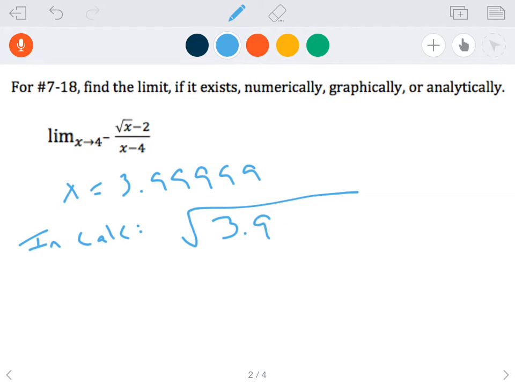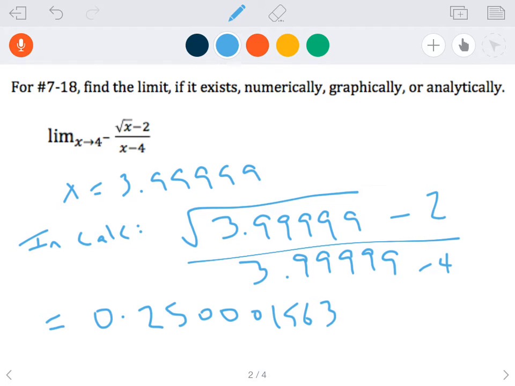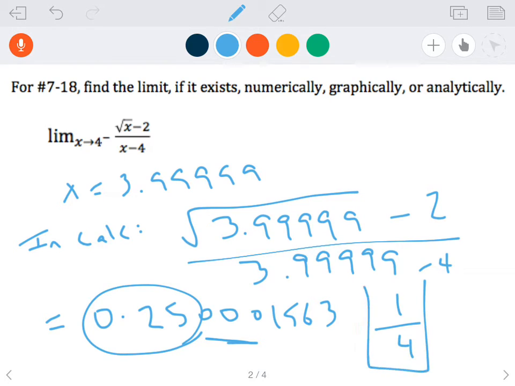So I'm going to do the square root of 3.99999 minus 2 over 3.99999 minus 4. If I type all that into the calculator, I get this beautiful decimal. I get 0.25000153. And in front of all those zeros, I see a nice pretty 0.25, and so I think I can say that that limit is 1/4. Final answer.